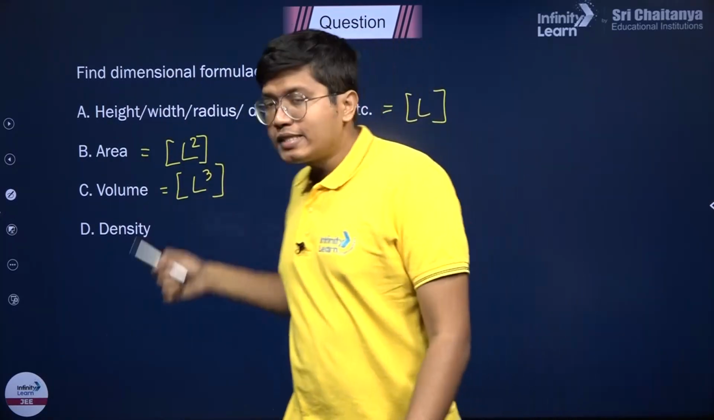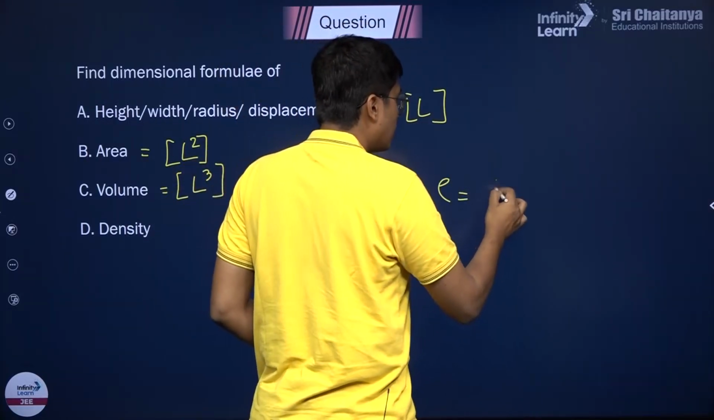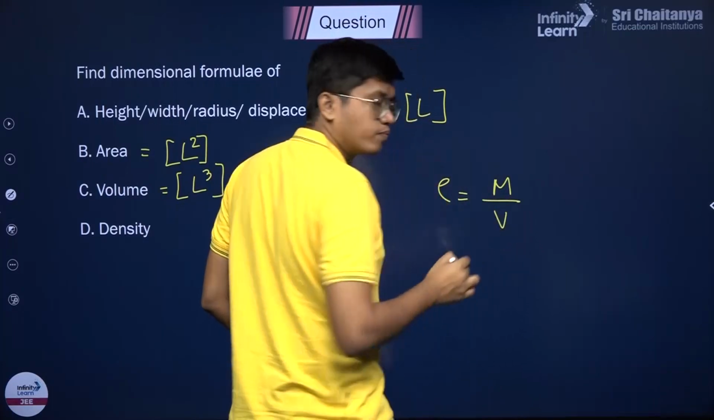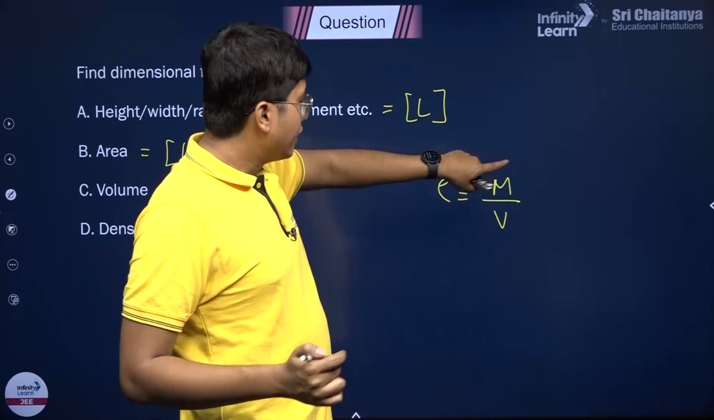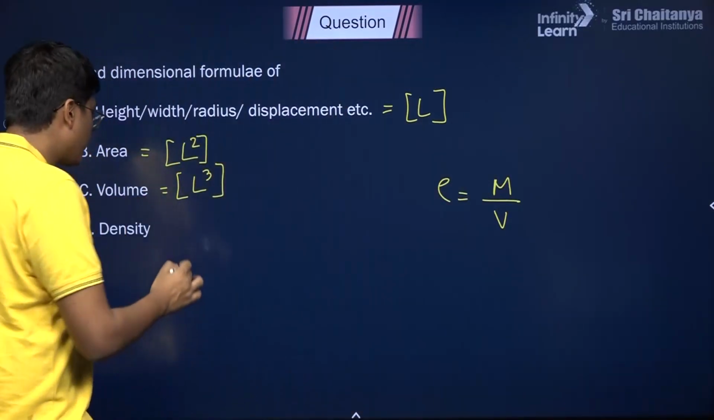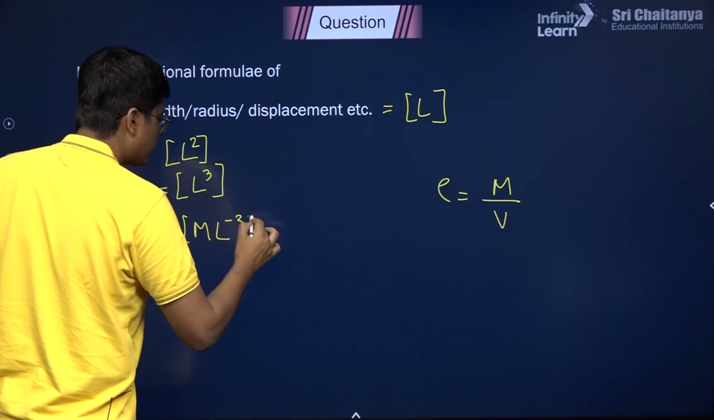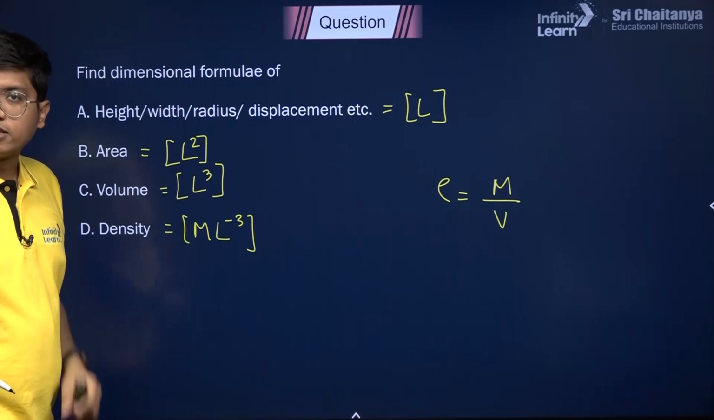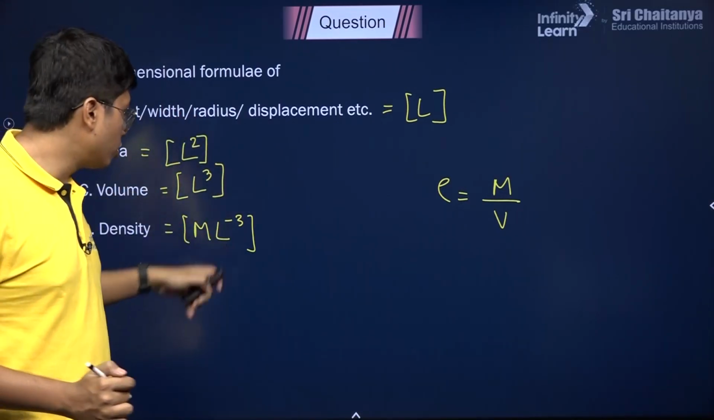Next, we have density. Now what is the formula for density? Density rho is equal to mass divided by volume. The dimensional formula of volume is L cubed, and the dimensional formula of mass is M. So the dimensional formula of rho becomes M L to the power minus 3. It is the dimensional formula of mass divided by the dimensional formula of volume.